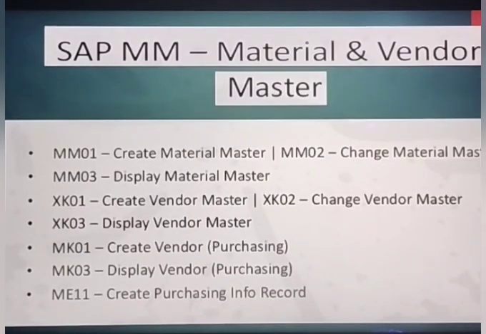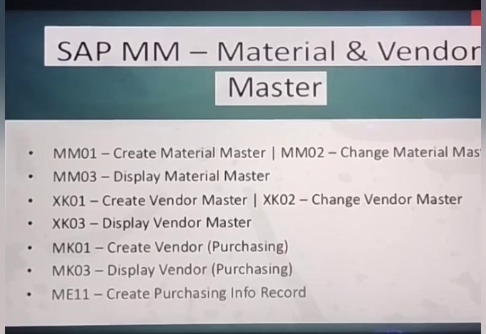Moving on to the next slide. Here we talk about the material master and the vendor master. That is MM01 to create the material master, MM02 to change the material master, MM03 to display the material master. Coming to the vendor master creation, that is SK01. SK02 is to change the vendor master. SK03 is to display the vendor master.